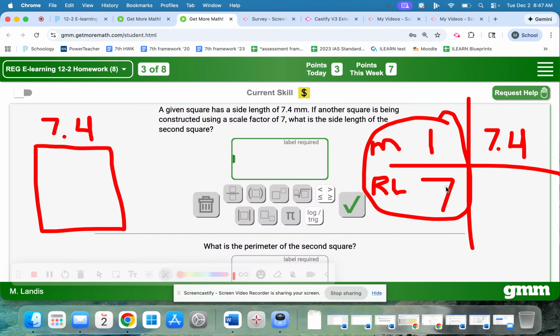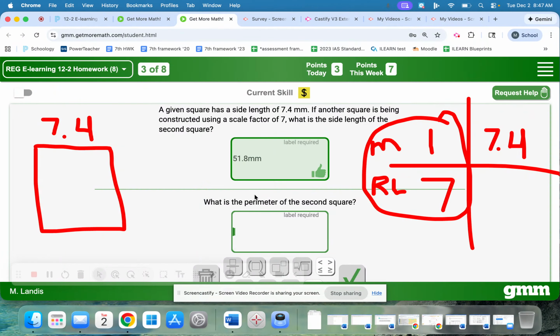First question, what is the side length of the second square? Since it's a square, all sides are the same. 7 times bigger than that number gives you 51.8. Okay, so 51.8 is the length. Label required, so make sure that you put a label of it in it, millimeters. Now, what's the perimeter? So if it's 51.8, all you got to do is take that number and multiply that by 4 because it's a square, or add it up 4 times to get the perimeter, the distance all the way around it.